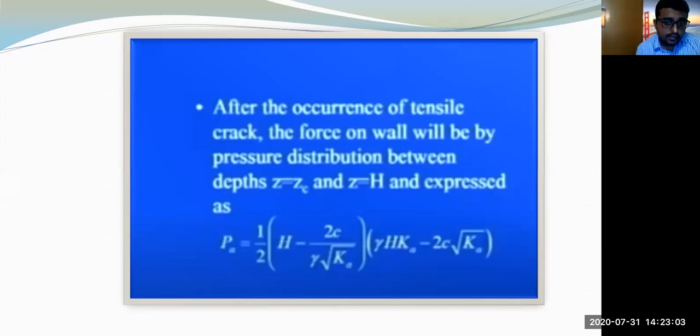After the occurrence of tensile crack, the force on the wall will be from the pressure distribution between z equal to zc and z equal to h, and it is expressed as Pa is equal to 1 by 2 of h minus 2c by gamma root Ka into gamma h Ka minus 2c root Ka. Thank you.